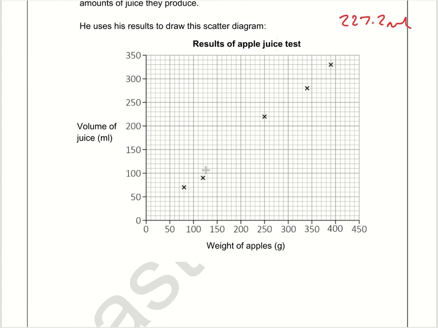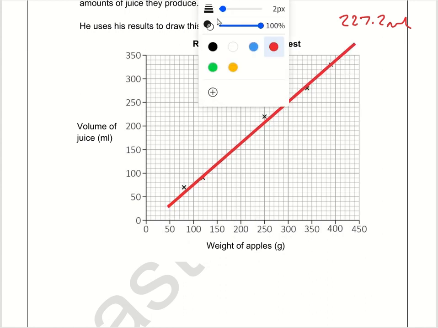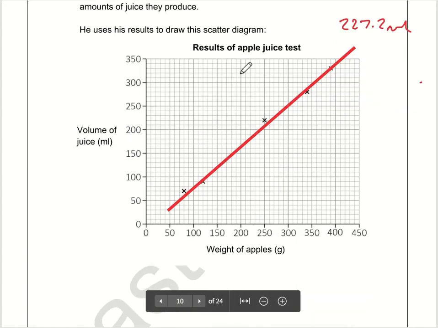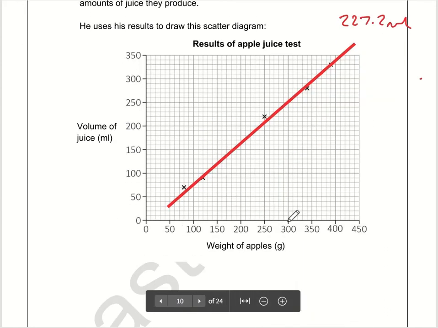Okay, so what we need to do first of all is, on this graph, we have to put in a line of best fit. This line of best fit is going to go through the middle of these points. So this would be a really bad line of best fit, and with that, it's going to go right through the middle, like something like that. And using this line of best fit, I am now going to go to 300 grams. So go up 300 grams.